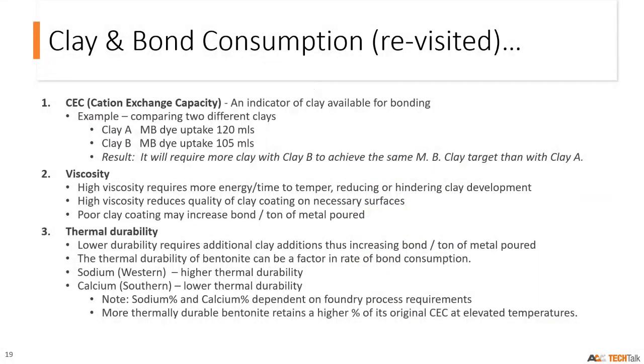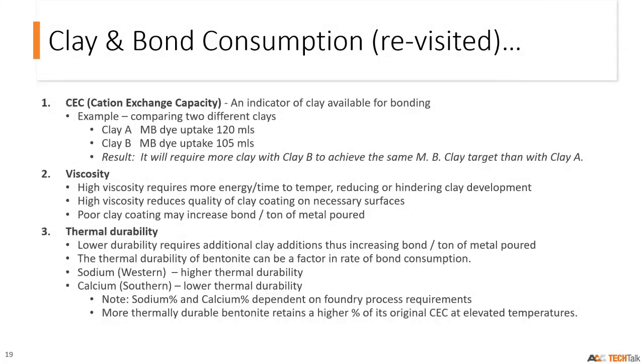So now we're going to talk a little bit about clay and bond consumption. We've been talking a lot about CEC today, which is an indicator of clay available for bonding. An example would be comparing two different clays: clay A with a methylene blue dye uptake of 120 mils versus clay B with a methylene blue dye uptake of 105. The result is that we require more clay with clay B to achieve the same methylene blue clay target than with clay A, which most of you in the foundry can certainly relate to.